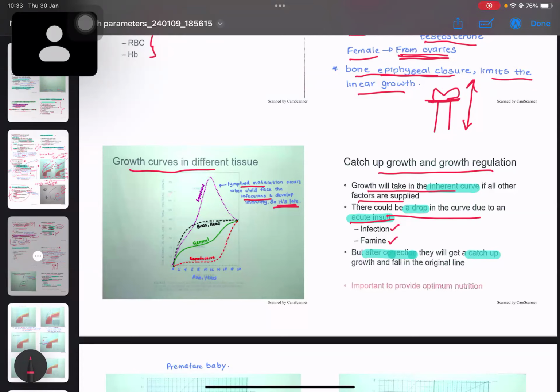But after correction, it means if the infection is resolved and the child is now eating properly, they will get a catch up. Here, the word catch up is used. Catch up means the child will return to its normal weight. Okay, catch up growth and fall in the original line. So it's important to provide optimum, adequate nutrition for any child.